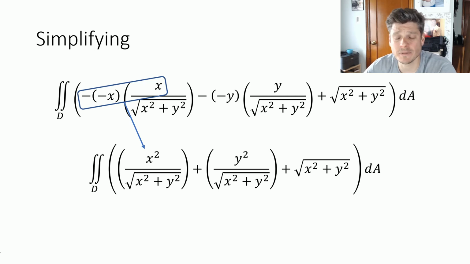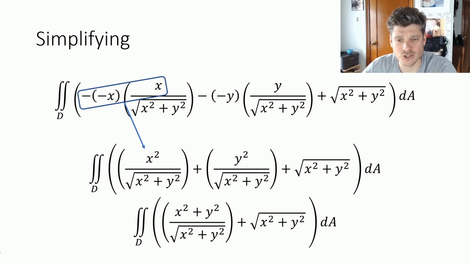Now, I can still simplify this a bit further. The first thing I'm going to do is I see that those first two terms are fractions that have the same denominator, which means I can absolutely add them together and combine them into one fraction. So I get the fraction x squared plus y squared over the square root of x squared plus y squared plus the square root of x squared plus y squared.